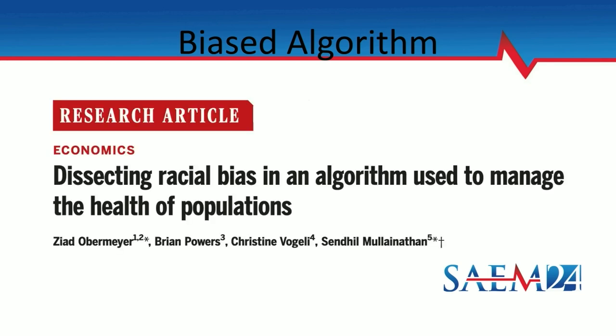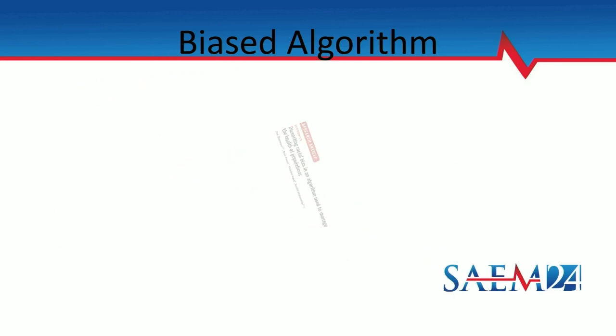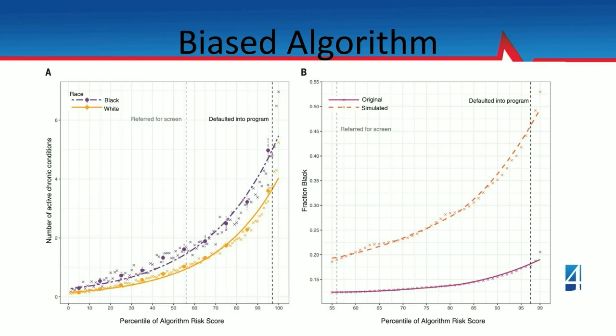This was a study by Ziad Obermeyer, which looked at an algorithm that was meant to predict the care of a population, and it used cost as a proxy, which seems like a pretty straightforward metric to use. Unfortunately, it has its issues. So what we're looking at here is essentially the percentile of people, or the algorithm score that was given to both black and white patients, black patients being in purple, white patients being in gold. And at the same level of risk score, you can see that black patients were ultimately sicker or had more medical comorbidities than white patients that were defaulted into the program.